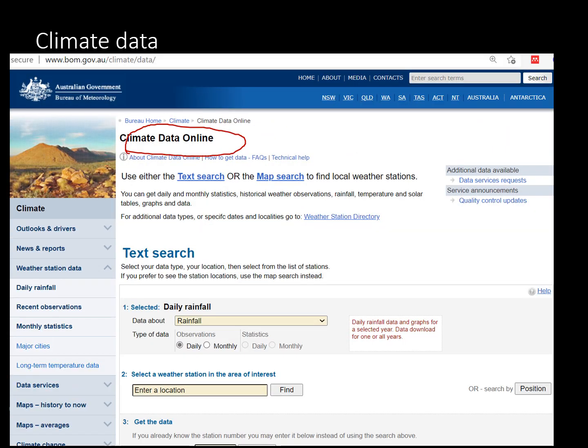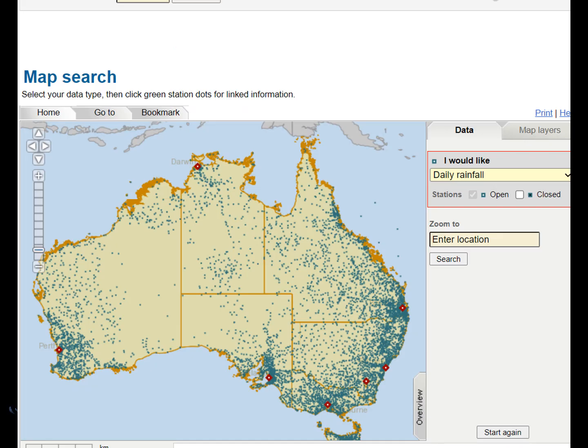For climatic data, you can go to the climate data website and select what you want: the rainfall, what kind of rainfall, and then you enter the location and you get the data. You mention what information you are looking for, and then you select that particular location. You can select on the map, or if you know the location number, you can use that as well.